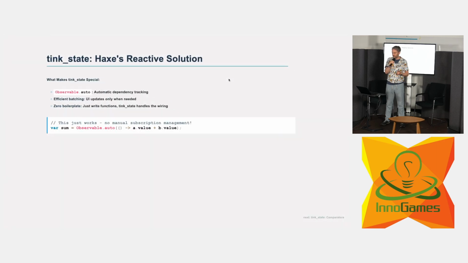ThinkState is a reactive solution, which is really cool software. You can already use it now in your projects. It has this cool observable auto feature. It has efficient batching and zero boilerplate, just write functions. ThinkState handles all the wiring for you. It just works.